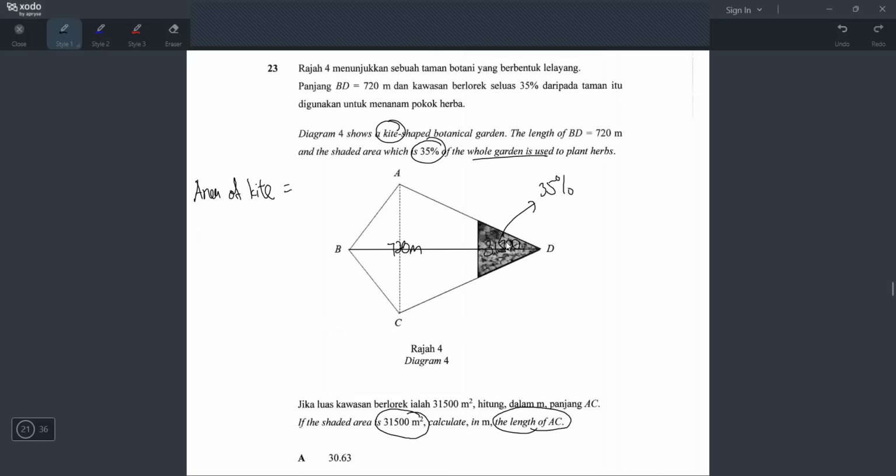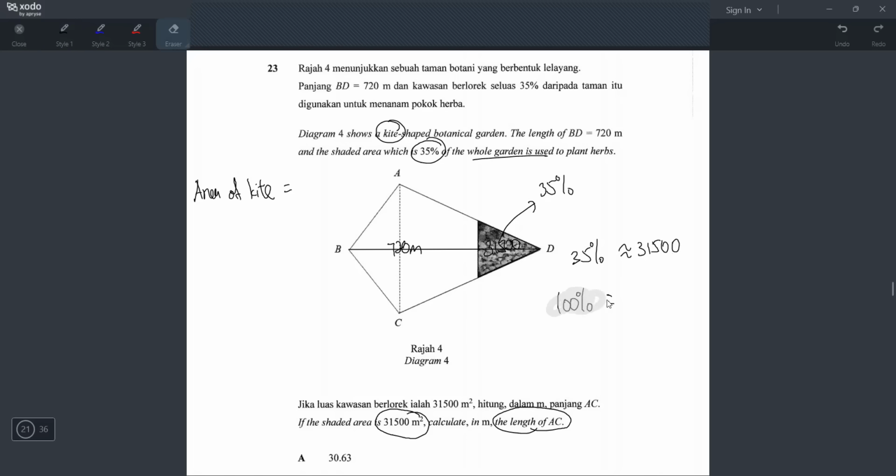Okay, I think I know already. If the shaded area is 31500, it means 35% is equivalent to 31500, lah. Do you understand? It means that percentage, 35%, is actually 31500. So can I find 100%? Because 100% means the area of kite, right? So 35% is this. So what is 100%?